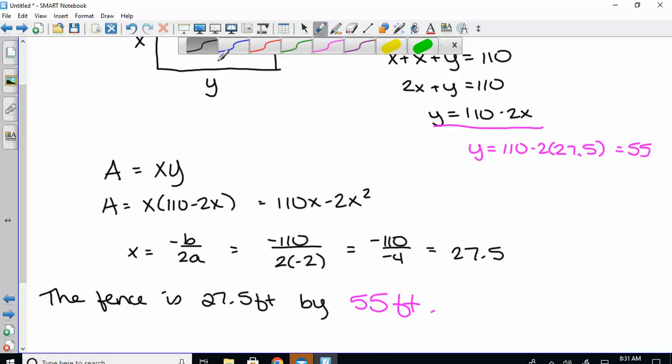If you do 2x plus y on one side, you do 2x on the other side, y is equal to, since you subtracted it over. So right here, I subtract this over. So this ends up to be 110 minus 2x. Oh, sorry, that was just sloppy handwriting.